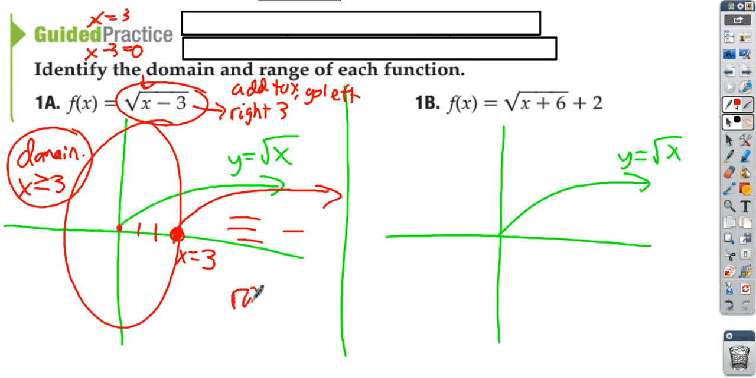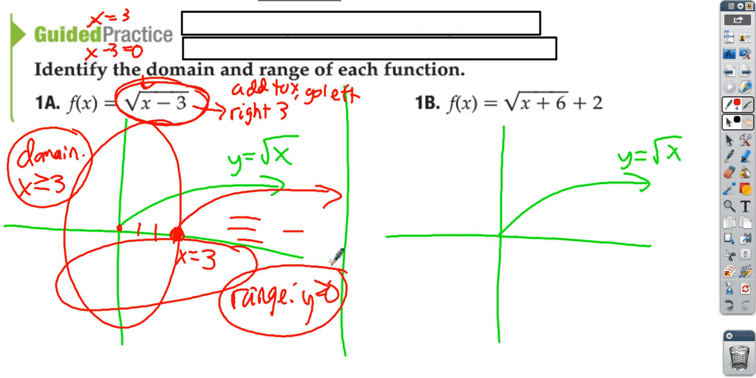Okay, what's the range? The range is still the same. If you look at this x minus 3, we didn't move it up or down. We just moved it right. So we still can't go anywhere down here where y is negative. So that means y is greater than or equal to 0. y is anything that's 0 or above.